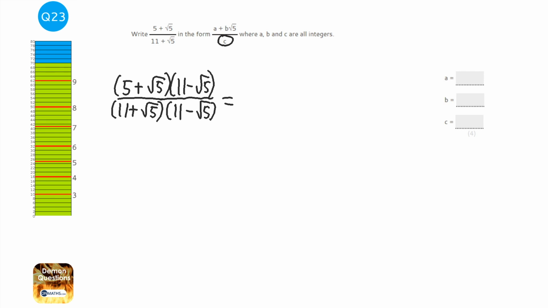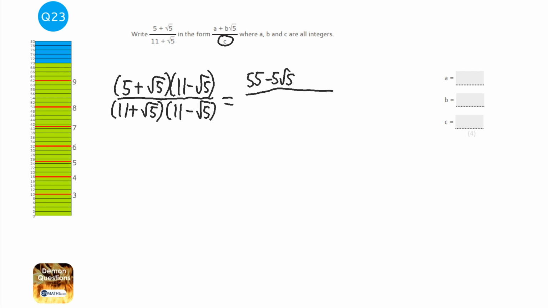Okay, you do it the same way as you do quadratics, whichever method you want: first, outside, inside, last, or double smiles and rainbows, or smiley face, or whatever you choose to do. So I'm going to do the top first. So I'm going to do 5 times 11, which is 55. I'm going to do 5 times minus root 5, which is minus 5 root 5.